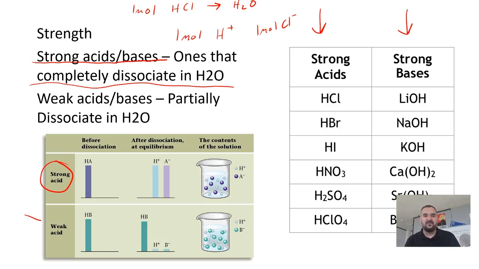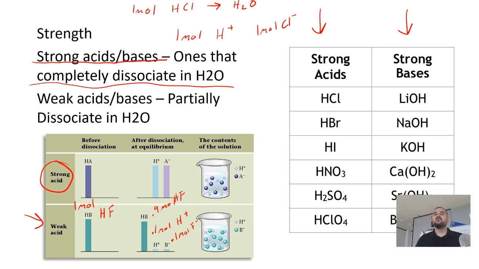Now, how is that different for weak acids? So a weak acid, let's say HF. So here's hydrofluoric acid. If I put 1 mole of hydrofluoric acid in water, how much of it is going to turn into H plus? We're going to have about 0.1 moles of H plus. How many moles of F minus? 0.1 moles of F minus. How many moles of HF will I have in the water? It's going to be 0.9 moles of HF.